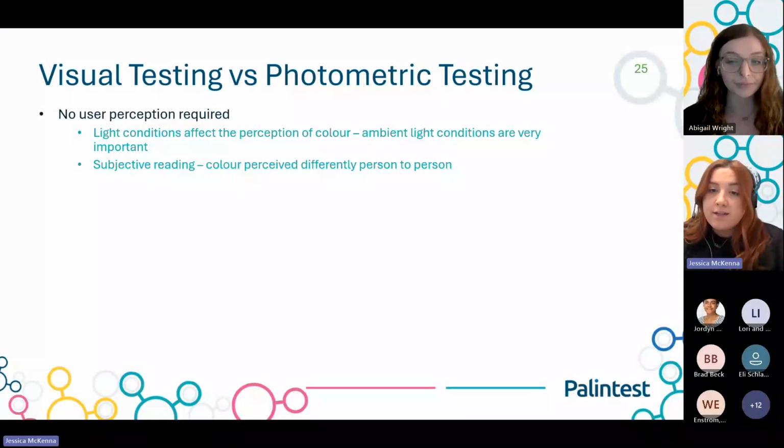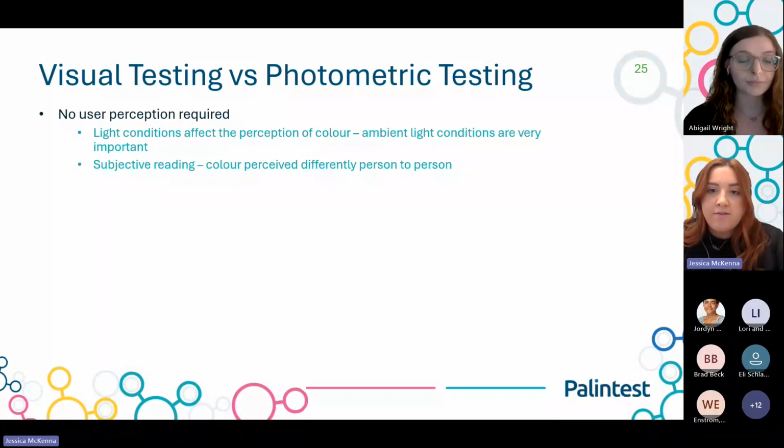When comparing visual testing to photometric, the outstanding benefit is that it's not user dependent. With visual testing, user perception plays a large part in the test result. Light conditions affect the appearance of colour, and colours are perceived differently user to user. I've got a couple of examples on the next slides to show this.